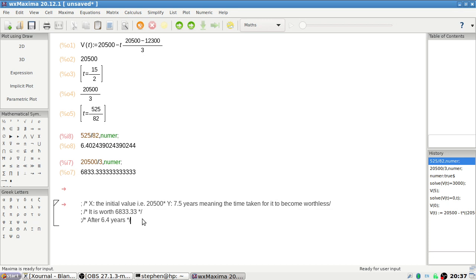Okay, let's check if I'm right now. So annoyed by misreading that now. Really, really annoyed by that. 7.5 years. 6.8. Okay, they rounded to the nearest $5 for some reason. And 6.4 years. Yeah, okay, now we're right. Man, I'm so annoyed by that though. So absolutely annoyed by misreading that.